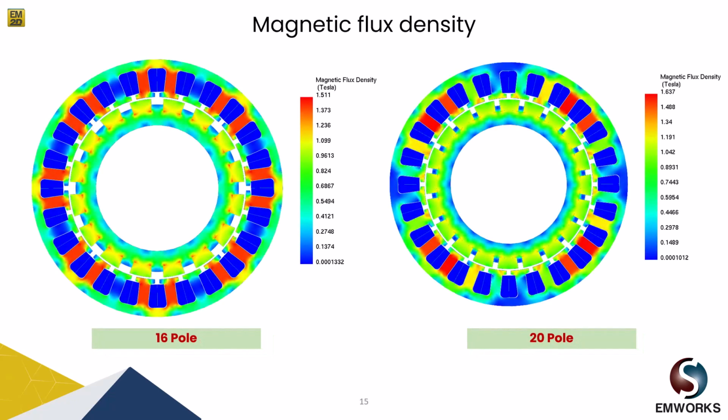Next interesting parameter to observe is the magnetic flux density and its saturation in different parts of the rotor. As you can see for the 16 pole design, the saturation is close to 1.5 Tesla because it has a lesser amount of magnet volume. Since the stator is the same for both designs, in case of the 20 pole design, the saturation occurring at the tooth of the stator body is close to 1.63 Tesla.